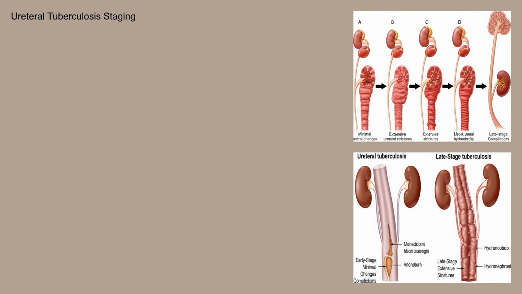Ureteral tuberculosis is not typically classified into distinct types, but rather staged based on the severity of the disease and the extent of ureteral involvement. Early-stage disease may present with minimal ureteral changes, while late-stage disease can involve extensive strictures, hydronephrosis, and potential kidney damage. The staging of the disease is important for guiding treatment decisions.